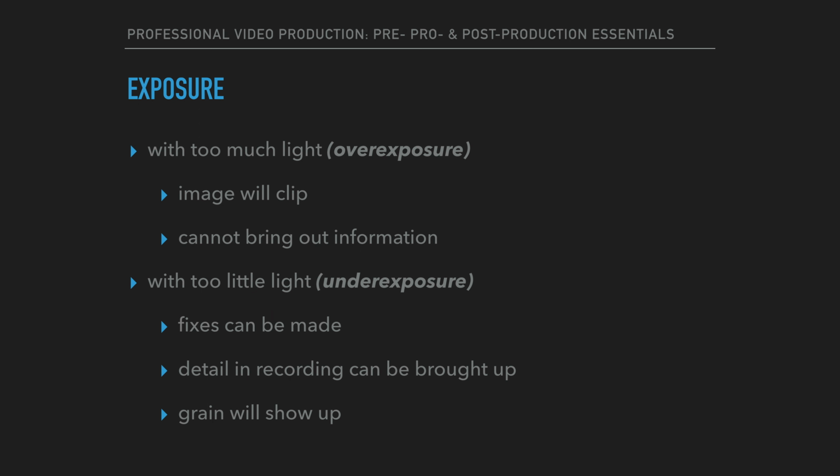Now, when it comes to underexposure, the situation is not ideal, but there are fixes that can be made after the fact. For example, if a scene is recorded too dark, there is still some detail in the recording that can be brought up with post-production tools. The only downside is that, as detail is brought up into view, there will also be visible grain that will show up. For these reasons, many filmmakers err on the side of caution when they film, preferring to underexpose an image rather than to overexpose it.